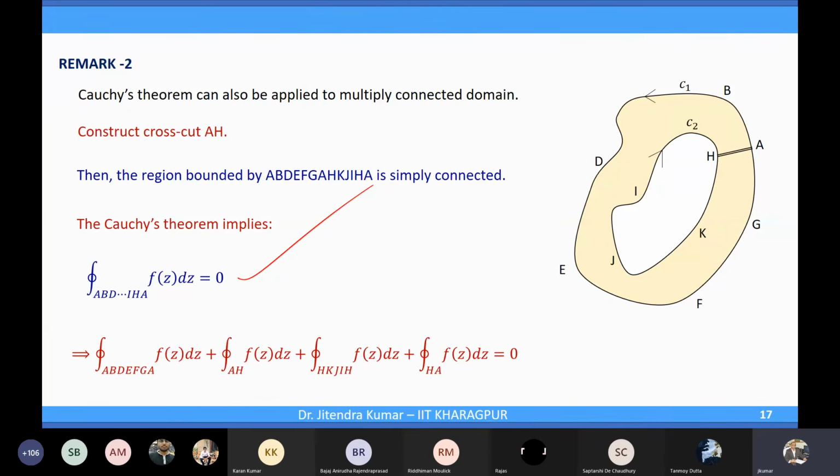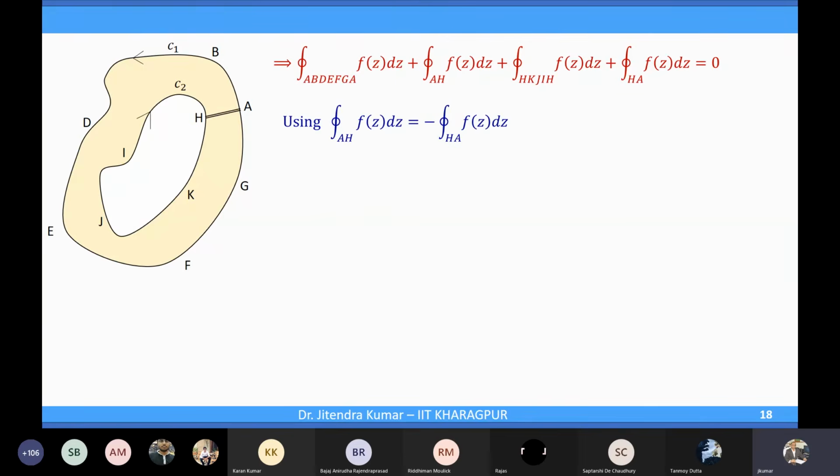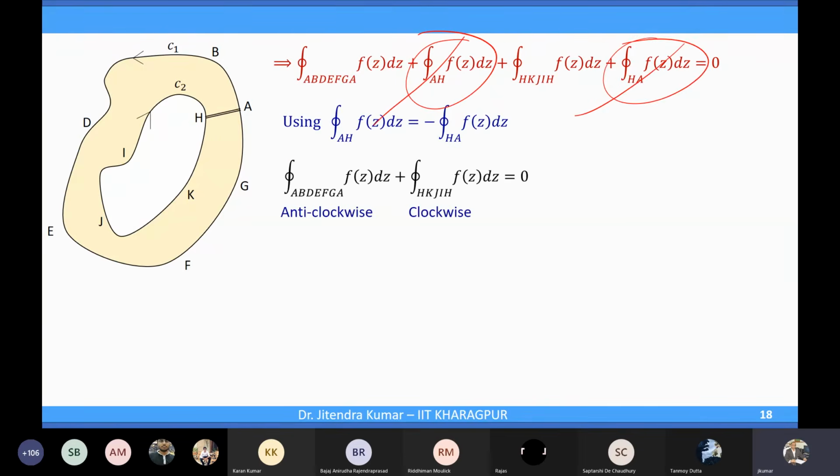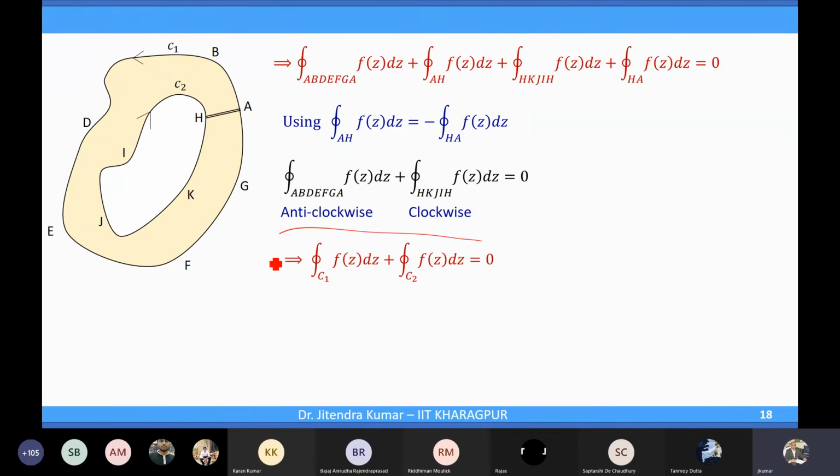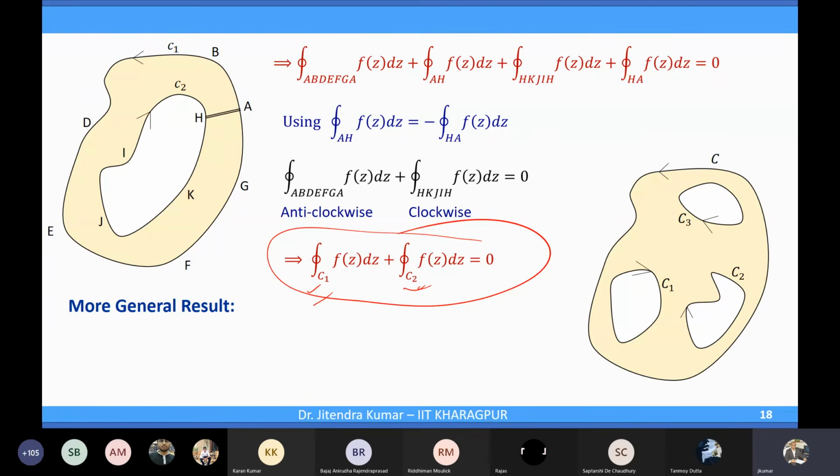But then if we expand this one, we realize that this AH and this HA will cancel out, and then we have this result here, A, B, D, E. So this one here is anti-clockwise, and the other one here, the internal one, is clockwise. So the sum of these two is going to be 0. This is the result here, where you remember that in this particular case C1 is taken as anti-clockwise, C2 is taken as clockwise.